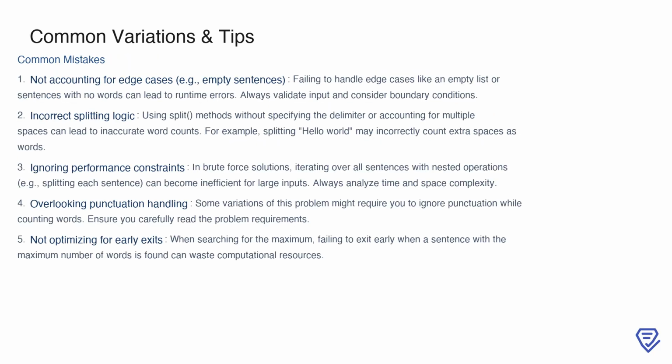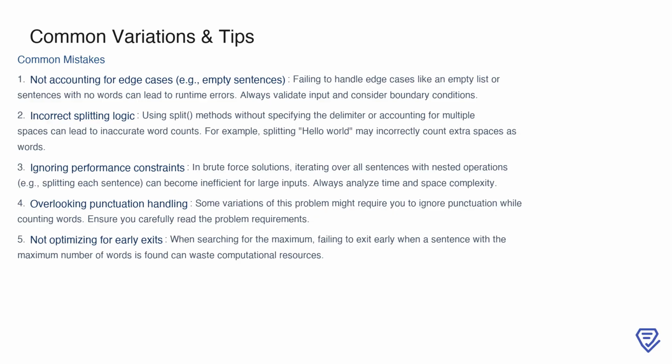When working on this problem, there are several common mistakes to watch out for. First, failing to account for edge cases like empty sentences or an empty list can lead to runtime errors. It's important to validate inputs and consider boundary conditions thoroughly. Next, incorrect splitting logic can be a pitfall. For instance, using the split method without specifying the delimiter or overlooking multiple spaces between words might lead to inaccurate word counts. Another issue is ignoring performance constraints.